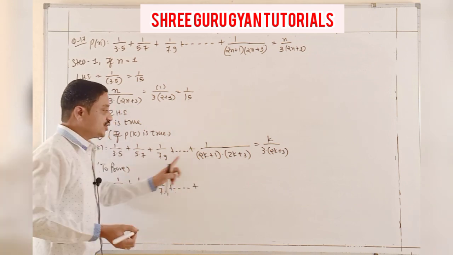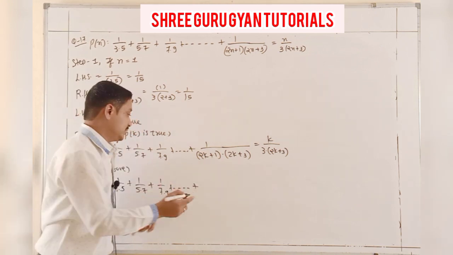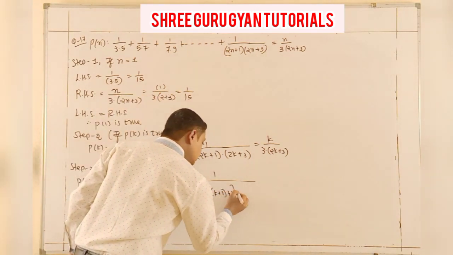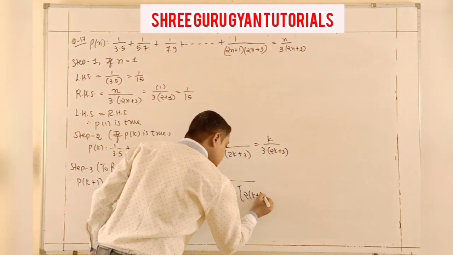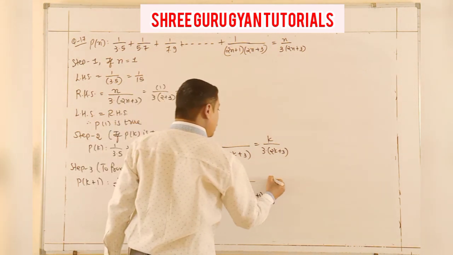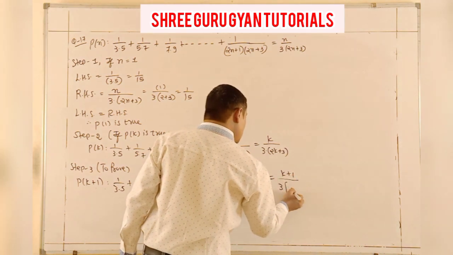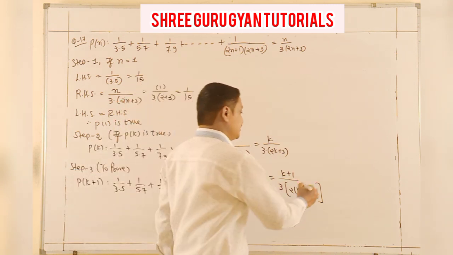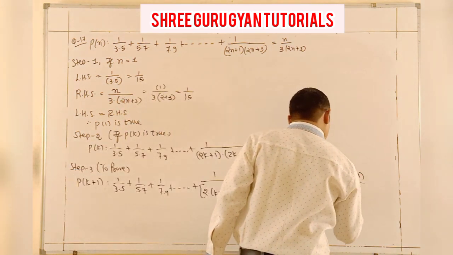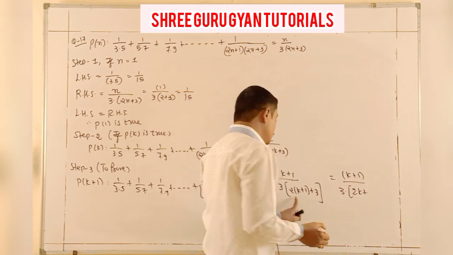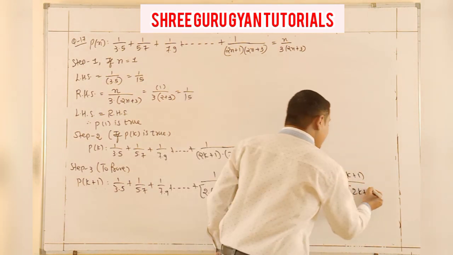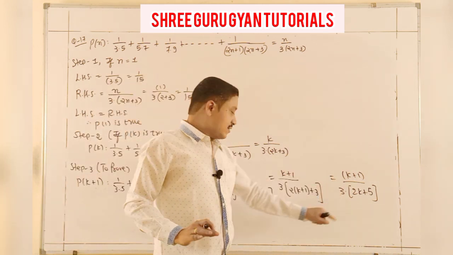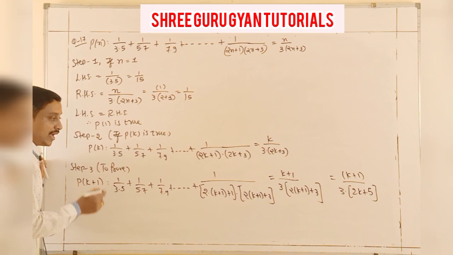Only this I change, K replaced by K plus 1. So I just write down properly 2K plus 1 plus 1, 2K plus 1 plus 3, and is equal to how much? 3 with the 2K plus 1 plus 3. If you further calculate, definitely we get 2K plus 3 is 5, and that is my last stage for this numerical. Now I start slowly with our LHS.